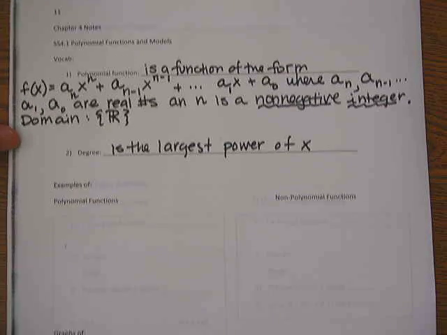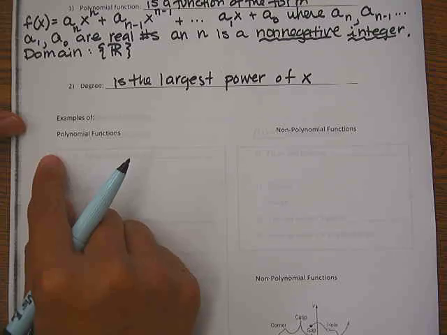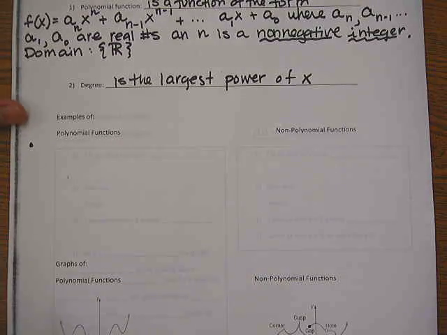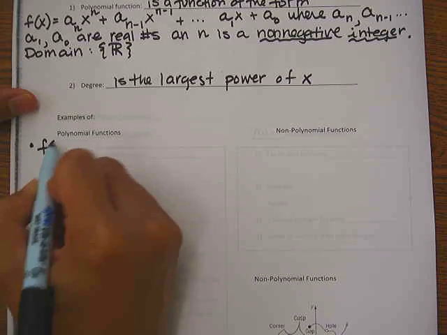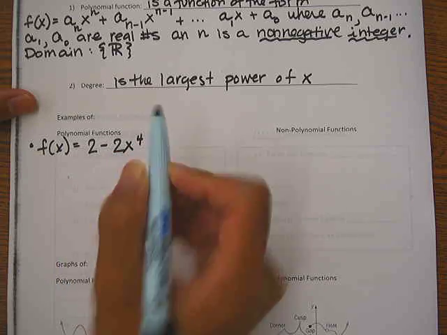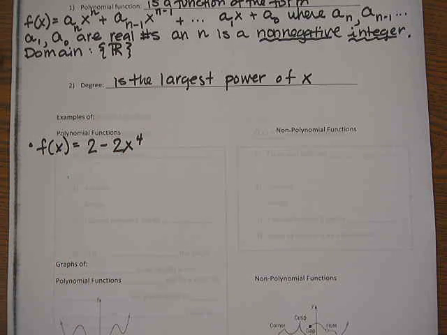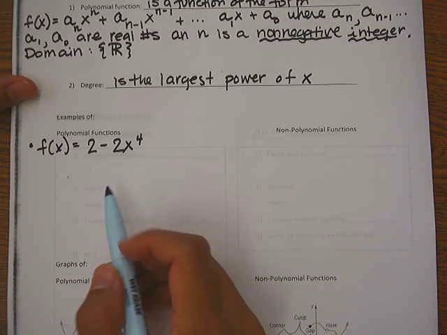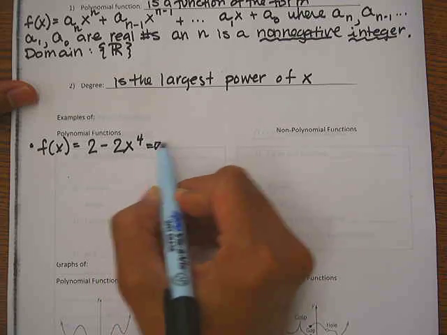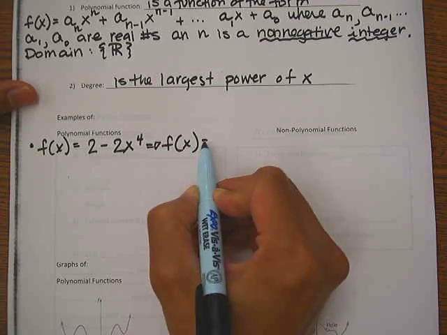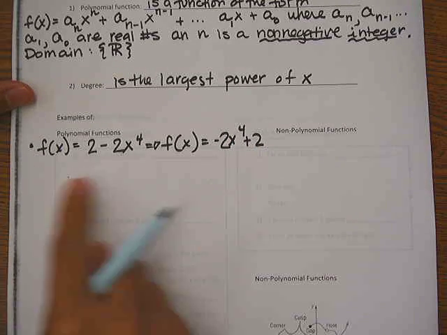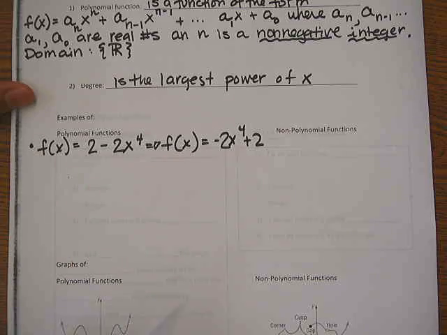Alright, moving on up, here we go. I'm giving you some examples of polynomials and non-polynomials. First one, let me give you an example of a polynomial. f of x equals 2 minus 2x to the 4th. Well, let's look at it. Currently, this is not written in descending order. I normally would like to write it to where the highest power is first. So negative 2x to the 4th should be first, and then positive 2 should be second, okay? So when you see stuff like this, rewrite it this way.